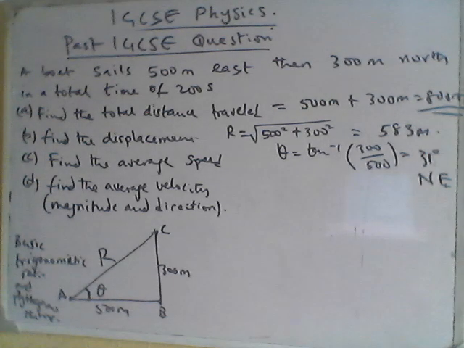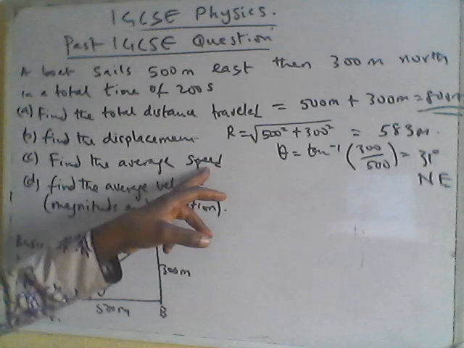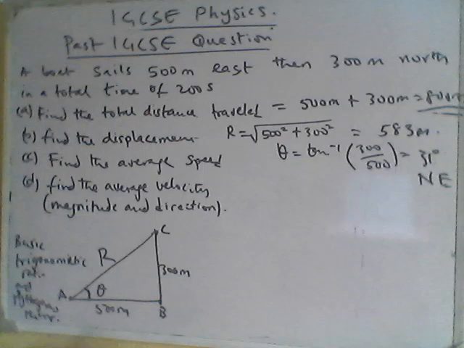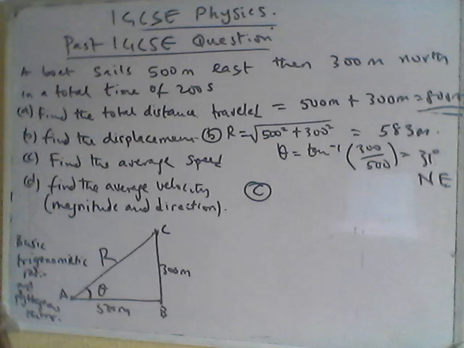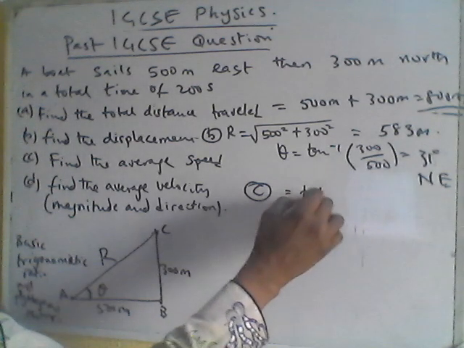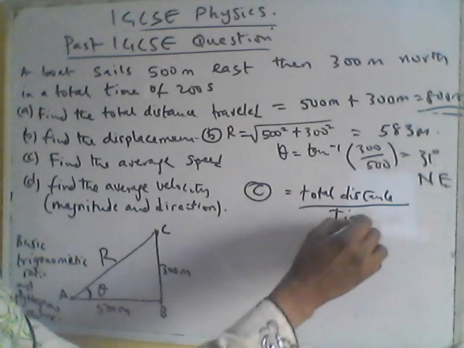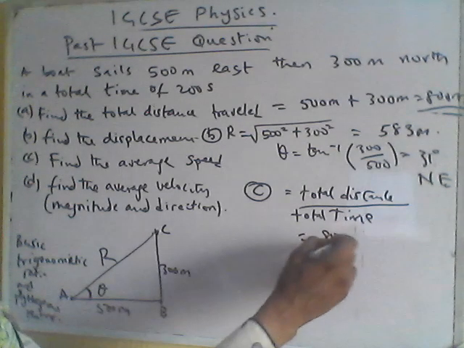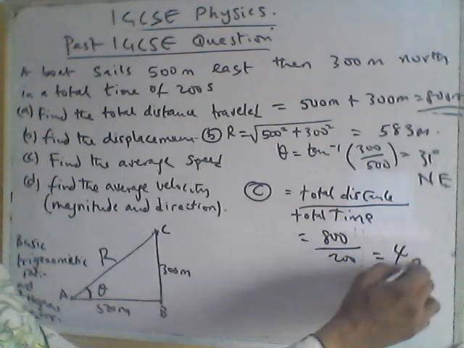Now, C says find the average speed. Average speed is tied to total distance. Average speed is scalar because distance is scalar. So I've solved A, and B has been solved. To solve C, average speed is total distance, scalar, over total time, right? Total distance is 800, total time is 200 seconds. So I'm going to get 4 meter per second.